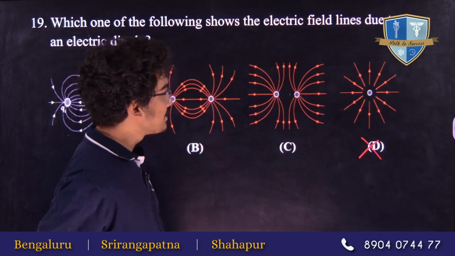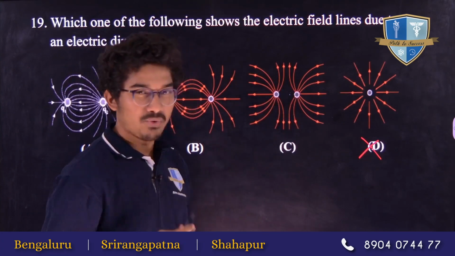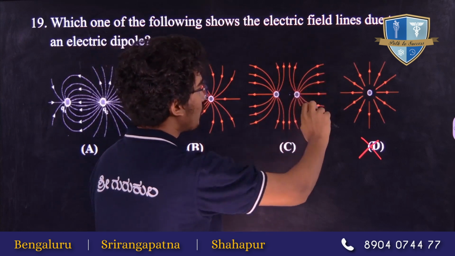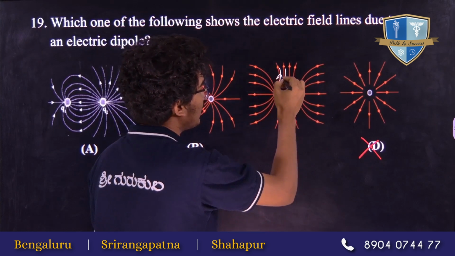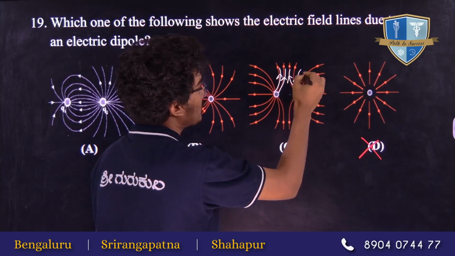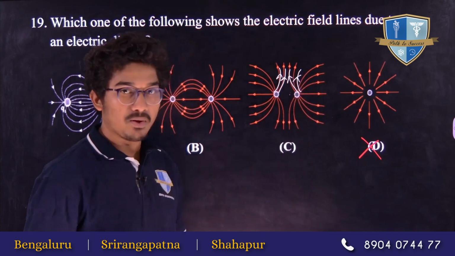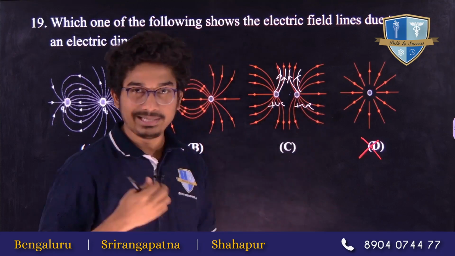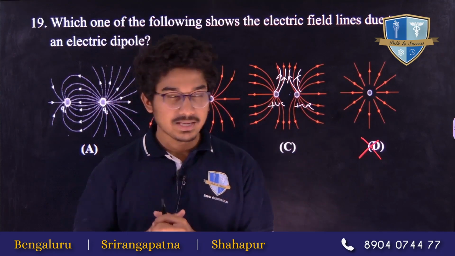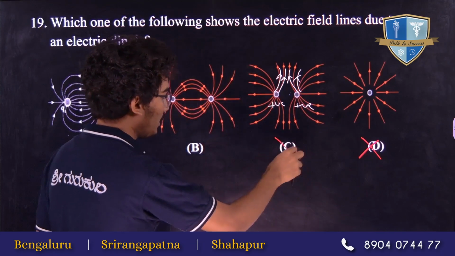So option C, you will see both the charges are positive. Why positive? Because electric field line from both the charges is coming out. See here, this is coming out in this direction and this is also coming out in this direction. So both charges are positive charge. But for electric dipole we need one positive, one negative. So option C is also incorrect.